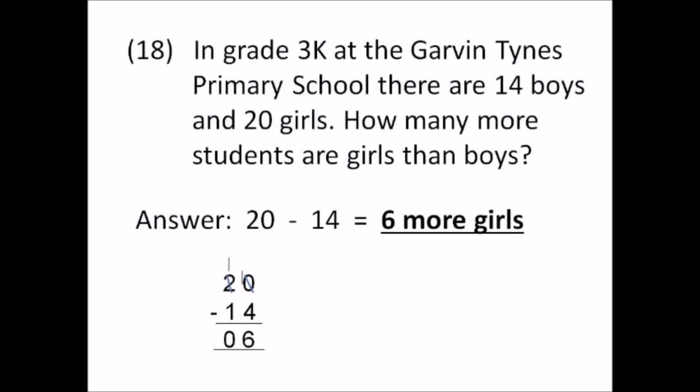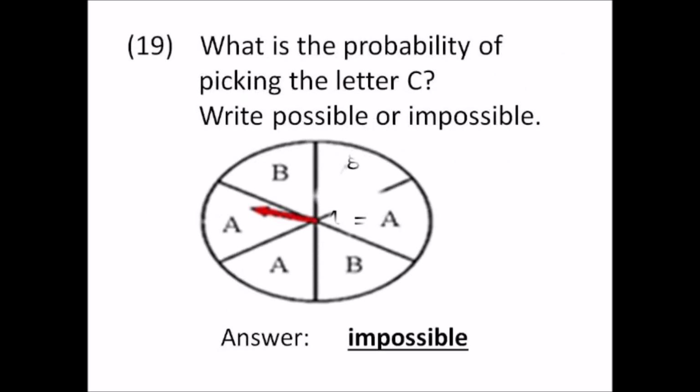Number 18. In grade 3 K at Galvantines Primary School, there are 14 boys and 20 girls. How many more students are girls than boys? 6 more girls. Excellent job. Some of you got it. 20 take away 14. 20 on the top, 20 take away 14, you subtract, and you get 6. Or count on from 14: 15, 16, 17, 18, 19, 20. 6 fingers. I did it on my fingers.